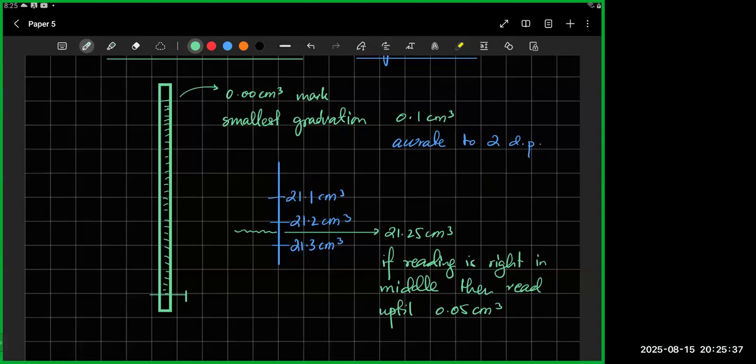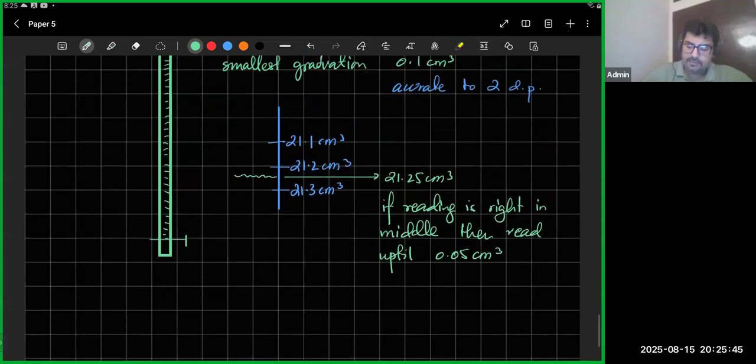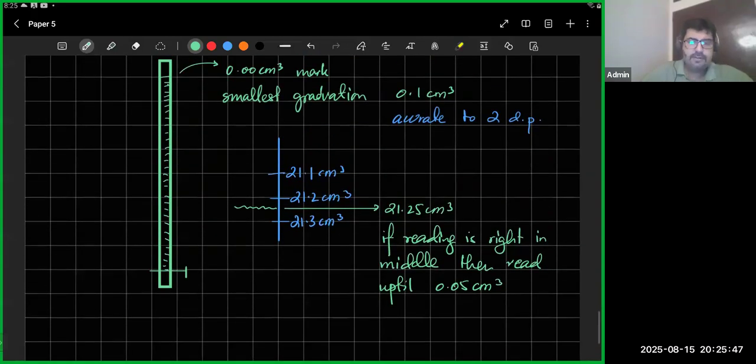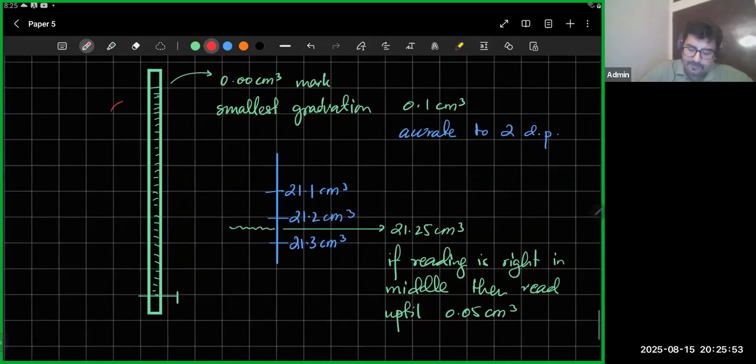Okay, then the other thing is that you have... how do you read this? How do you take the values and what is the error in a burette reading? The first thing is how do you use a burette? Okay, there's always, let's say, the initial burette reading.